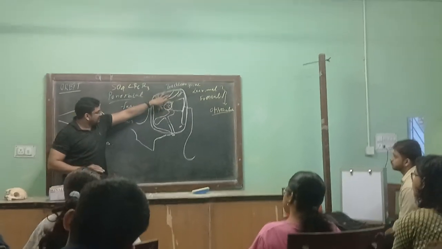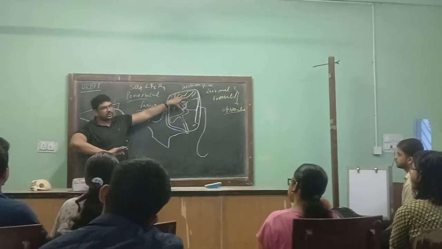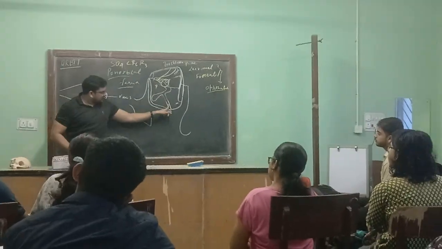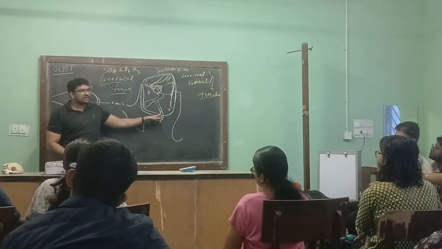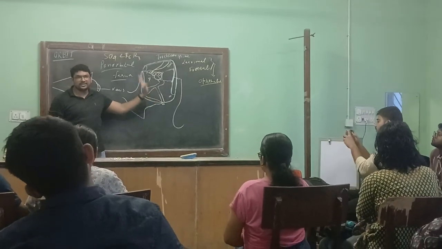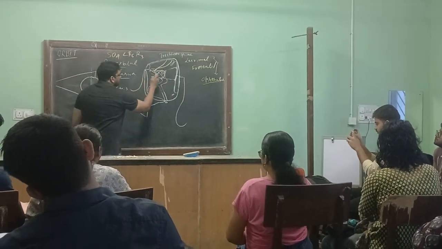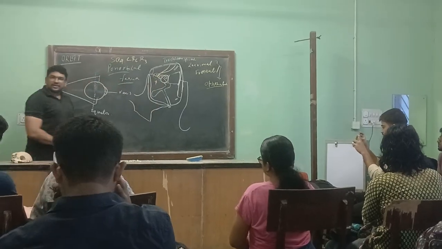Basically you are concerned only with the ophthalmic nerve and vessels over here, apart from this part which will be carrying the branches from the maxillary nerve and maxillary artery. Okay, only that is the exception. So this is the superior ophthalmic vein over here.